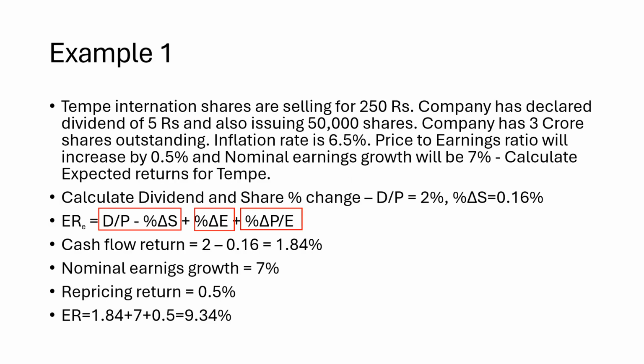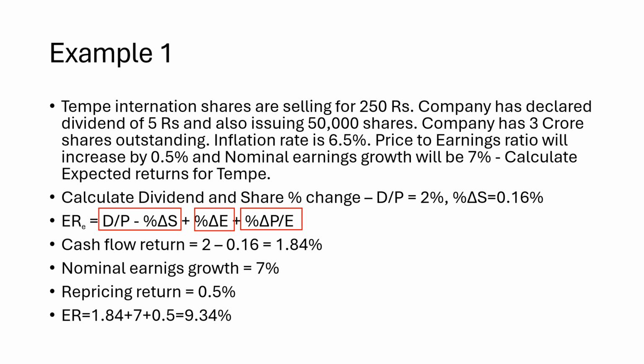So we have Tempe International whose shares are selling at 250 rupees, and the company has declared a dividend of 5 rupees. The company is also going to issue 50,000 shares, and the company already has 3 crore shares outstanding. The inflation rate is 6.5%, and the price to earnings ratio is forecasted to increase by 0.5%. Nominal earnings growth will be 7%. So let's calculate the expected returns using the Grinold-Kroner model for Tempe.